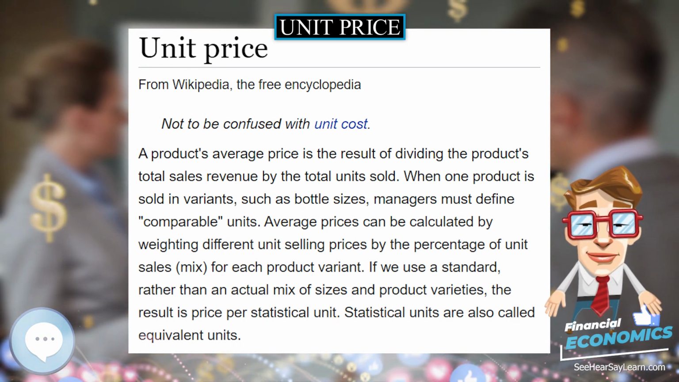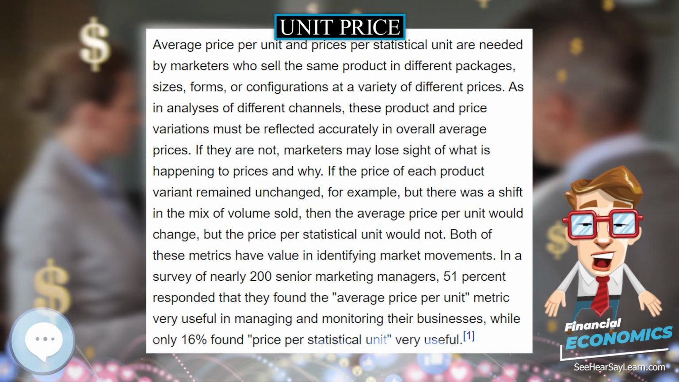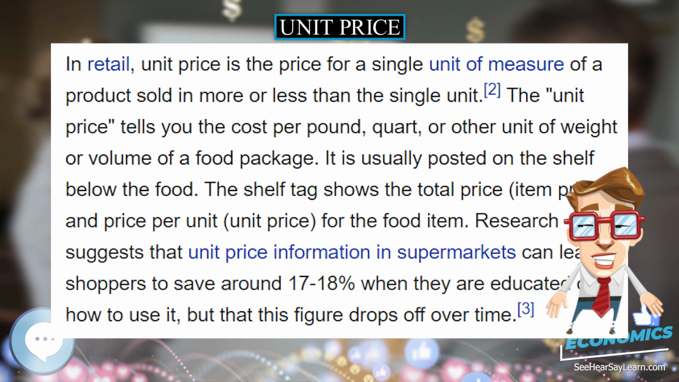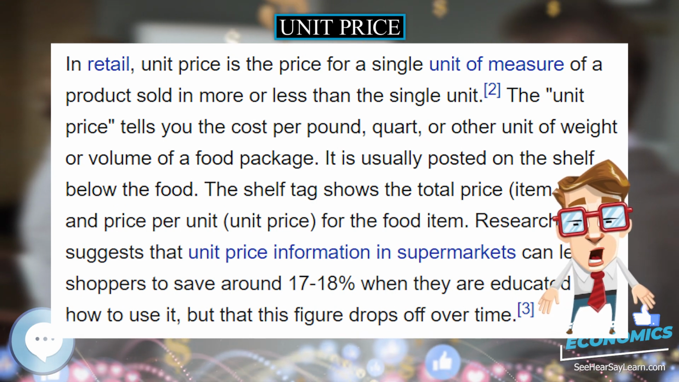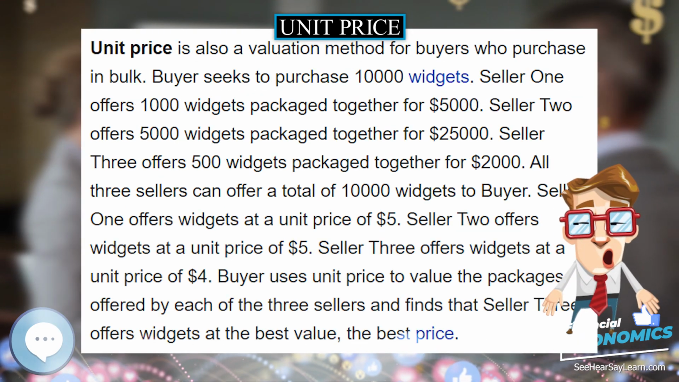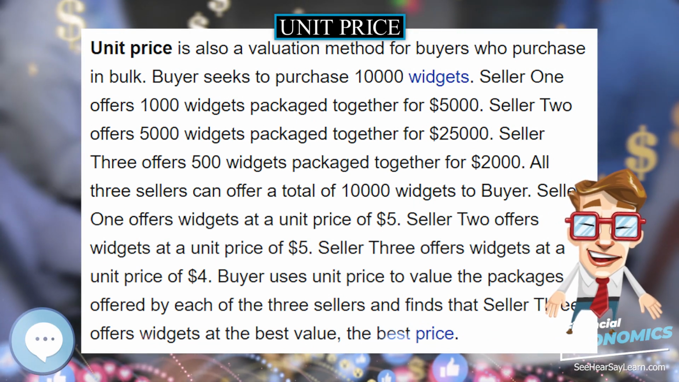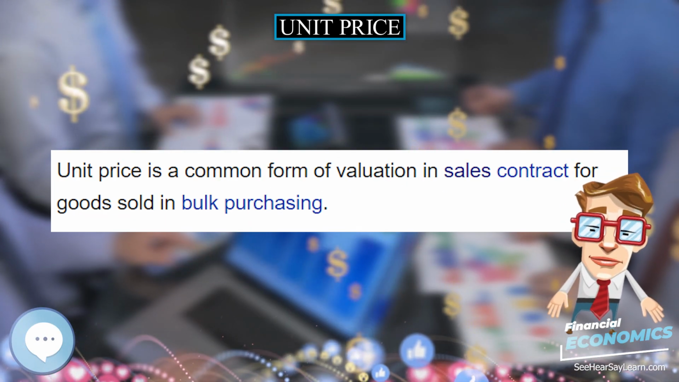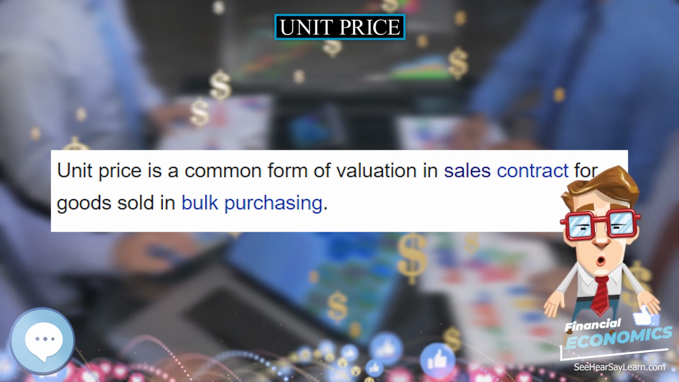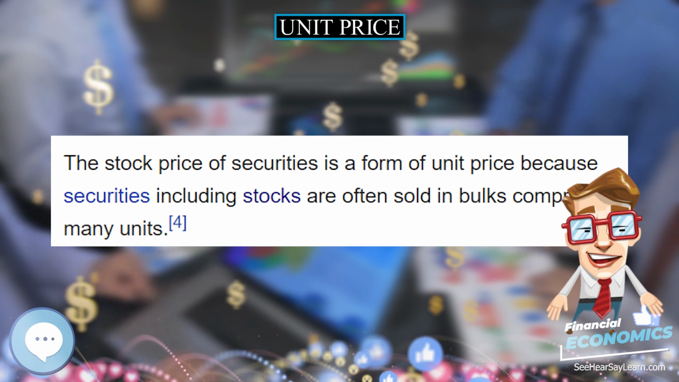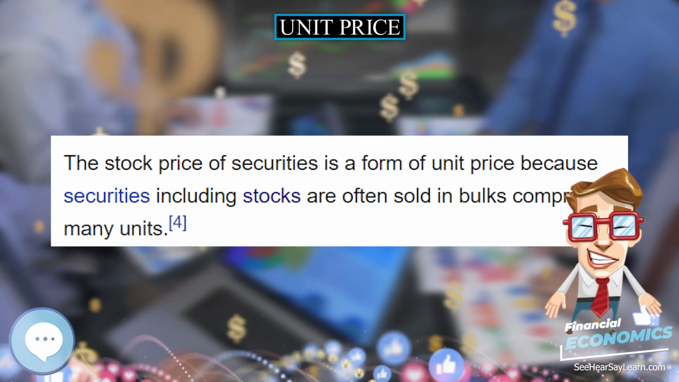In retail, unit price is the price for a single unit of measure of a product sold in more or less than the single unit. The unit price tells you the cost per pound, quart, or other unit of weight or volume of a food package. It is usually posted on the shelf below the food. The shelf tag shows the total price, item price, and unit price for the food item.